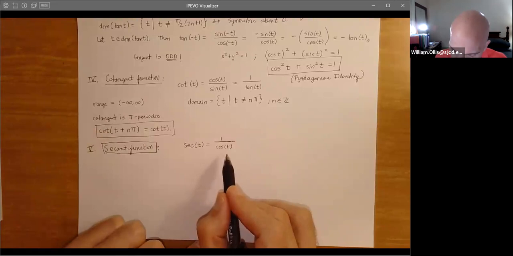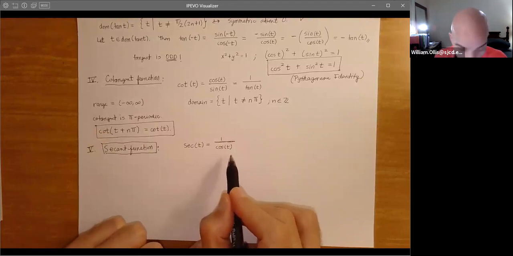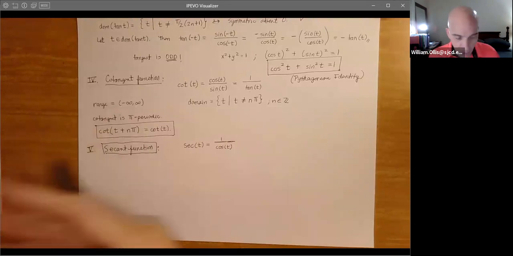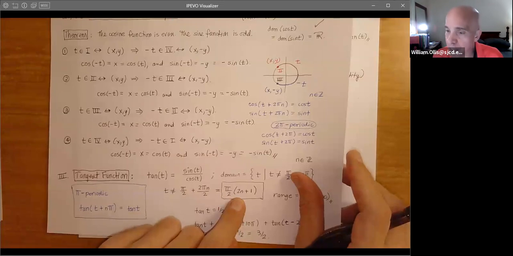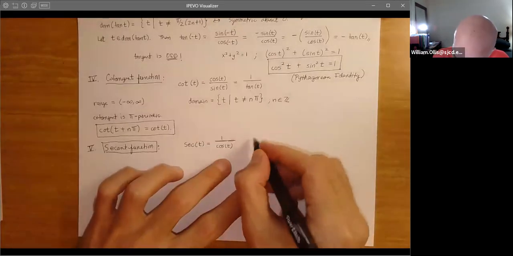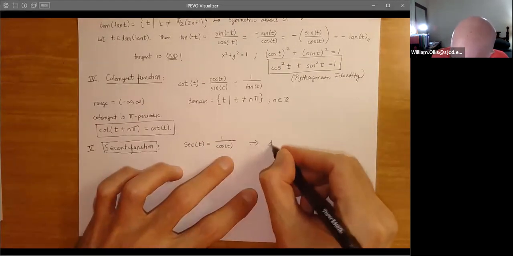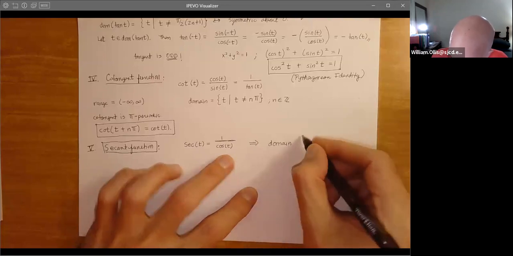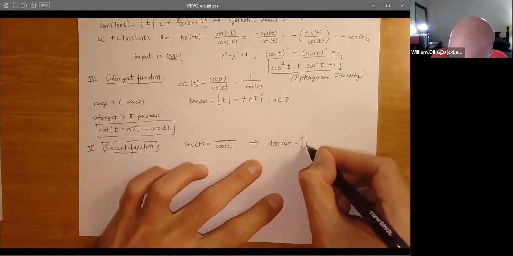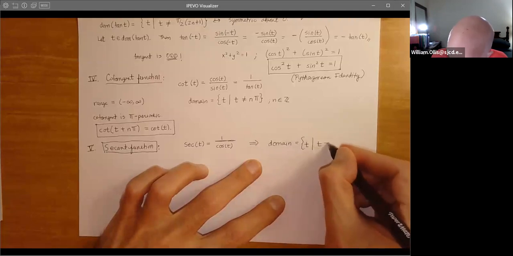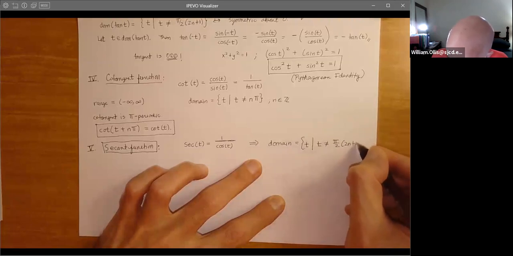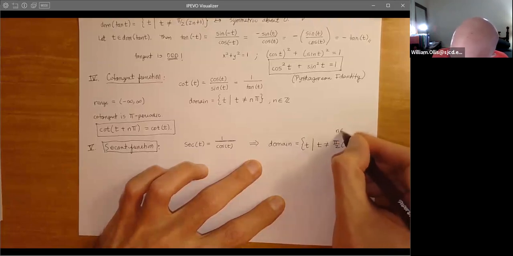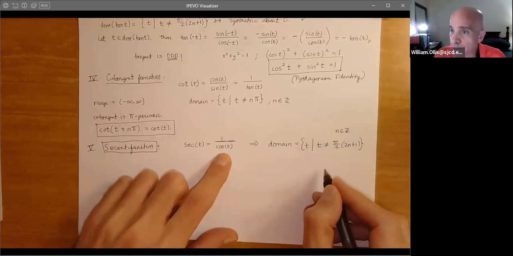And now when you think about this, if we look at this one and say, okay, let's go back, we already know what the domain is because we don't want to divide by 0. It's going to be the same as the tangent function. So we've already done the work. So we can't divide by 0. So this implies that the domain will be all real numbers t such that t does not equal odd multiples of pi over 2. Again, n is an integer. So we've already done that work. So we got that for free.